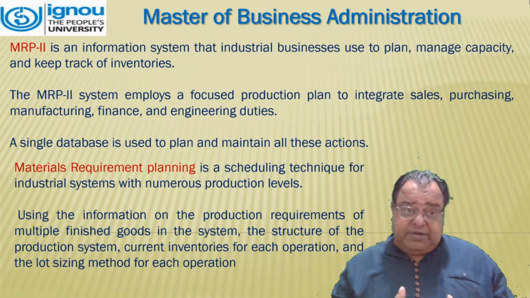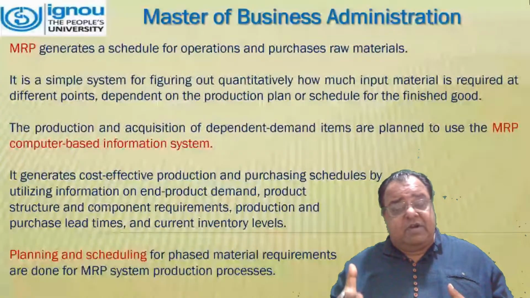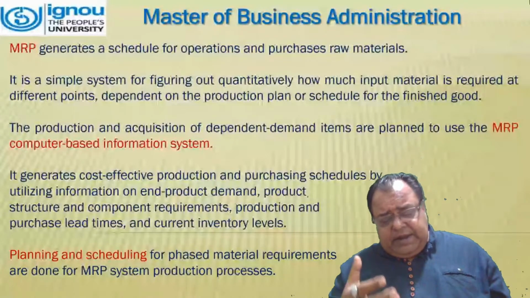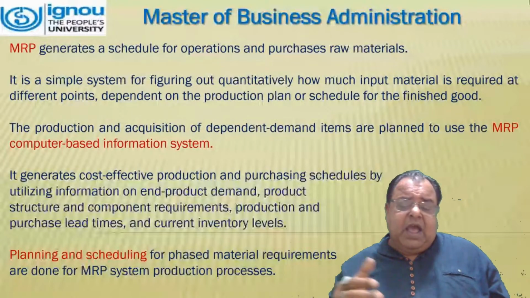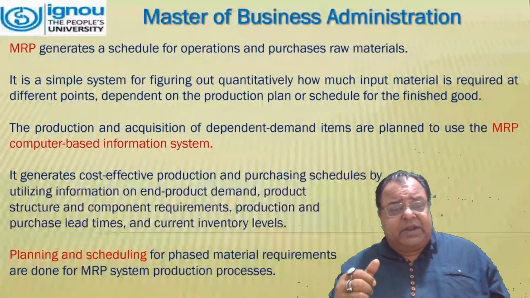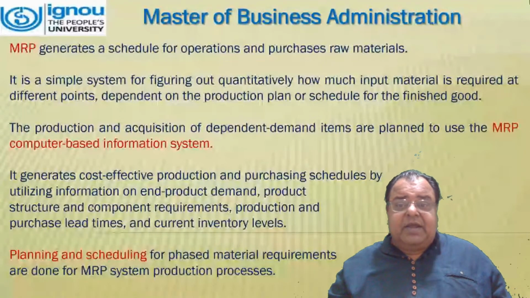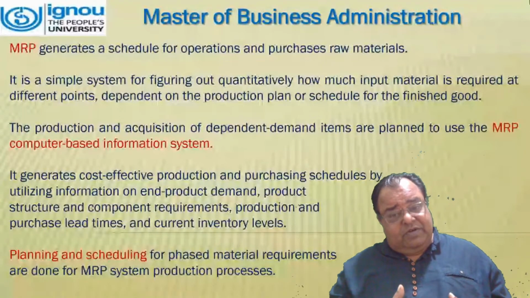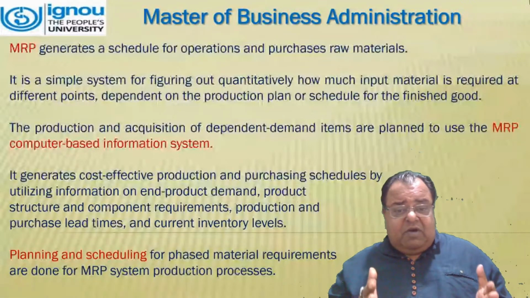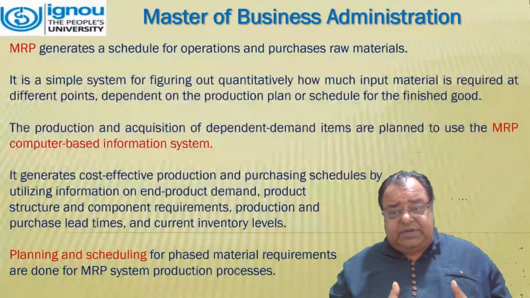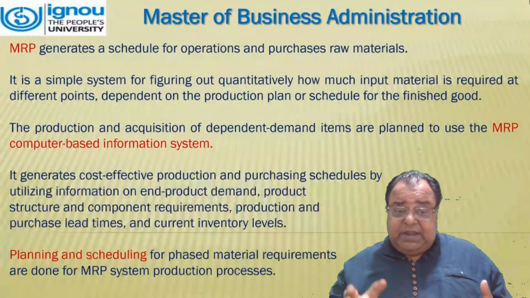MRP generates a schedule for operations and purchase of raw materials. It is a simple system for figuring out quantitatively how much input material is required at different points, dependent on the production plan or schedule for the finished goods. The production and acquisition of dependent demand items are planned using the MRP computer-based information system.